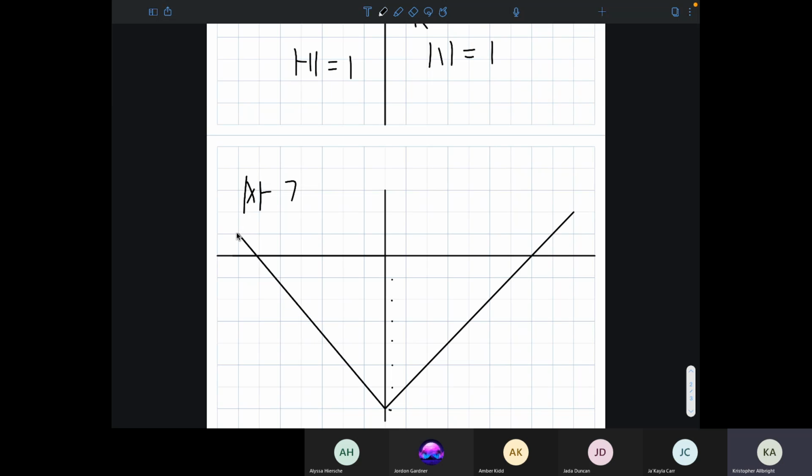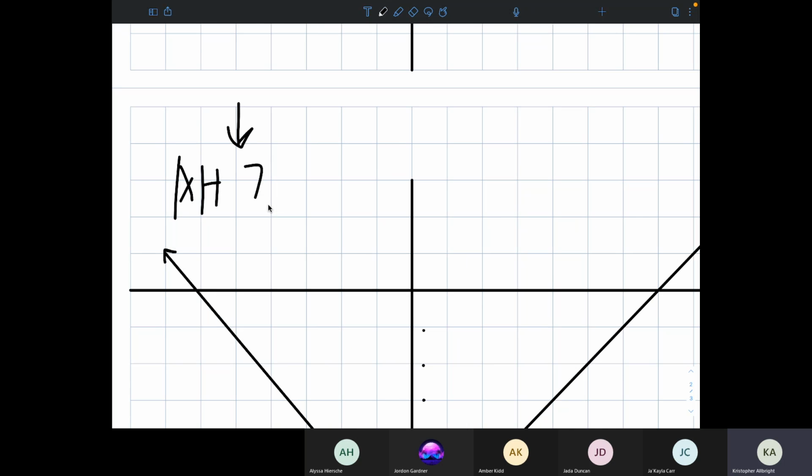So if there is a subtraction outside the absolute value function, that means up and down. So addition, plus 7, would mean that you went up 7 units and then drew it.